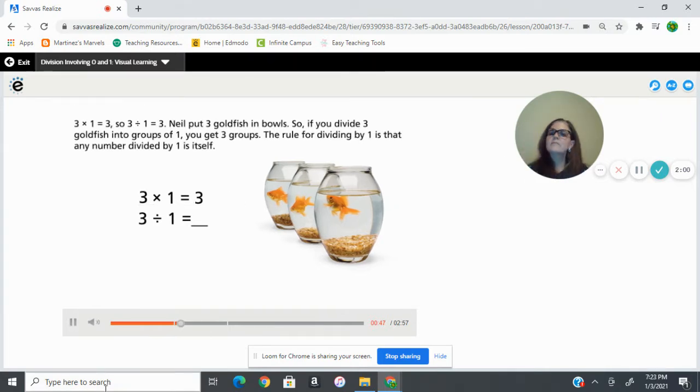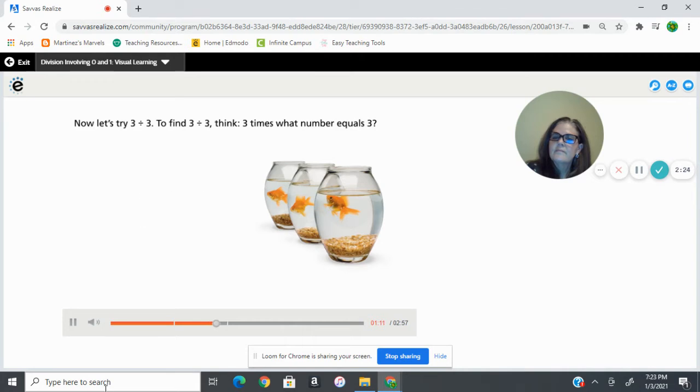3 times 1 equals 3. So 3 divided by 1 equals 3. Neil put 3 goldfish in bowls. So if you divide 3 goldfish into groups of 1, you get 3 groups. The rule for dividing by 1 is that any number divided by 1 is itself.